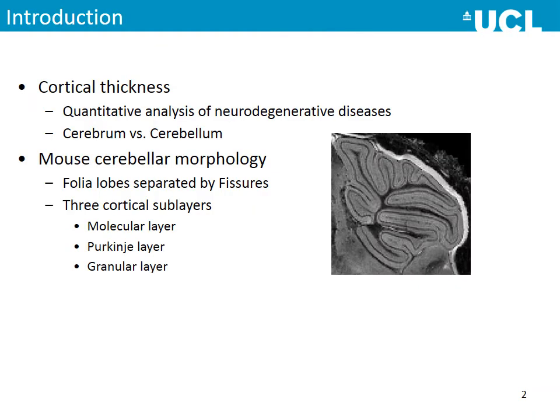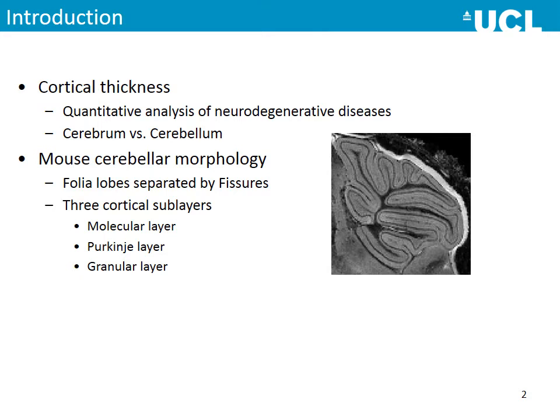Cortical thickness has been widely used as a quantitative morphological analysis for neurodegenerative diseases such as Alzheimer's disease or Down syndrome, both in clinical and preclinical settings. However, studies have been limited to the cerebrum and little attention has been paid to the cerebellum.